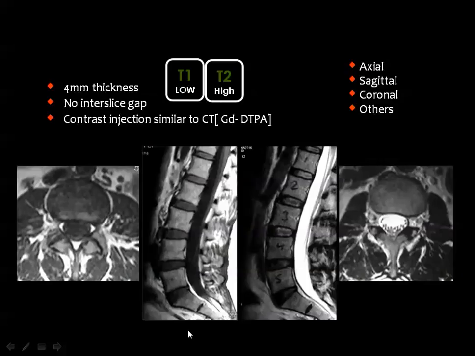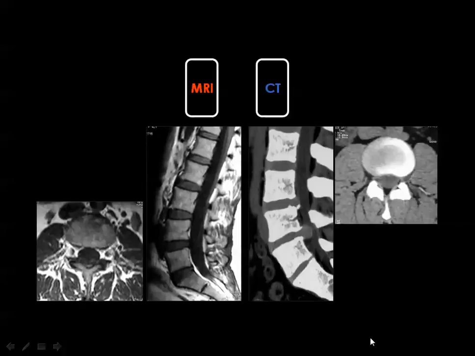The protocol of examination of the spine by MRI should include sagittal T1, where CSF is black, sagittal T2, where CSF is bright, axial T1 and axial T2. The scan slice thickness is 4 mm for all segments of the spine: cervical, dorsal, and lumbar. There is no interslice gap, and we may inject gadolinium also in cases of inflammation, neoplasms, and post-operative lumbar spine.